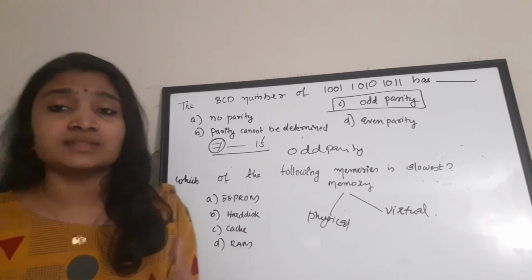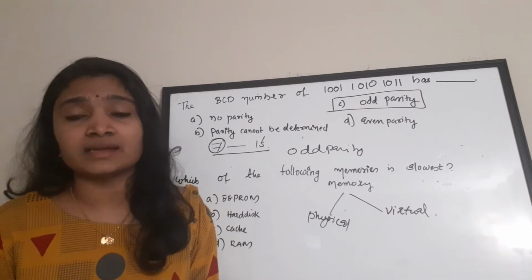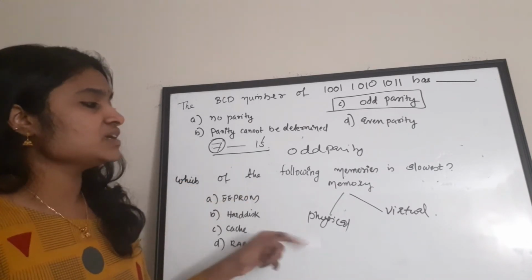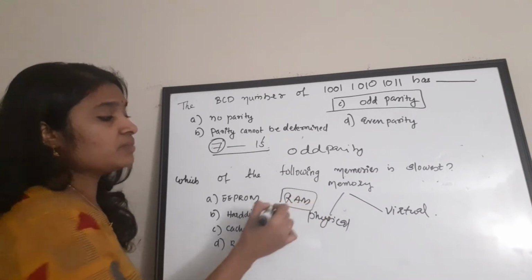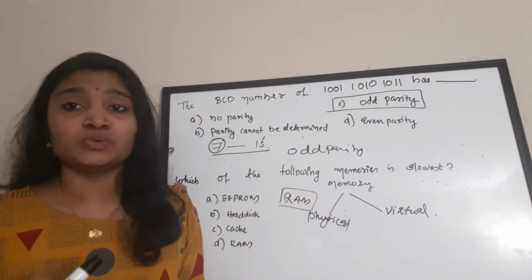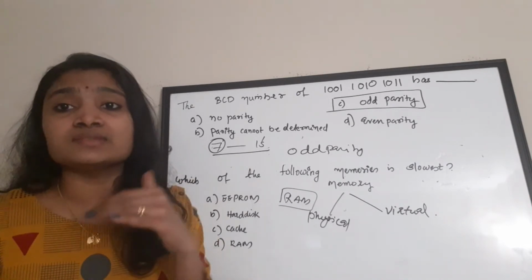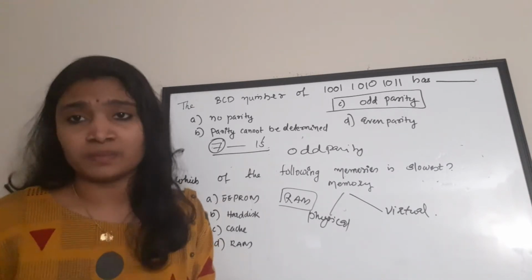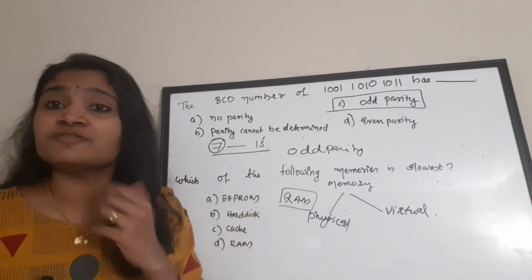Physical memory means the memory which is actually or physically present inside the system. The physical memory example is RAM. We know that there is a RAM present inside all computers, right? So this RAM is physically present inside the system. That memory is present inside the system. So that is why we call it a physical memory.